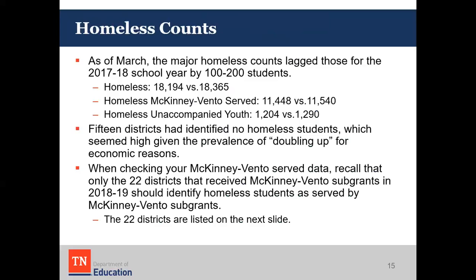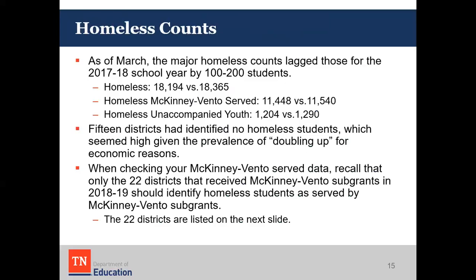15 districts had identified no homeless students, which seemed high given the prevalence of doubling up for economic reasons. If your district has no or few homeless students, please check your data and submit revisions to EIS. When checking your McKinney-Vento served data, recall that only the 22 districts that received McKinney-Vento subgrants in 2018-19 should identify homeless students as served by McKinney-Vento subgrants.